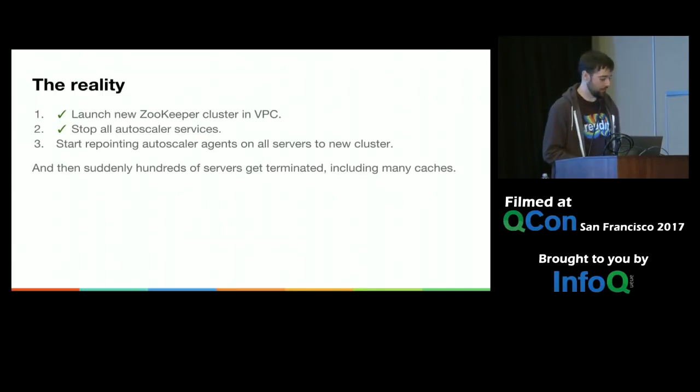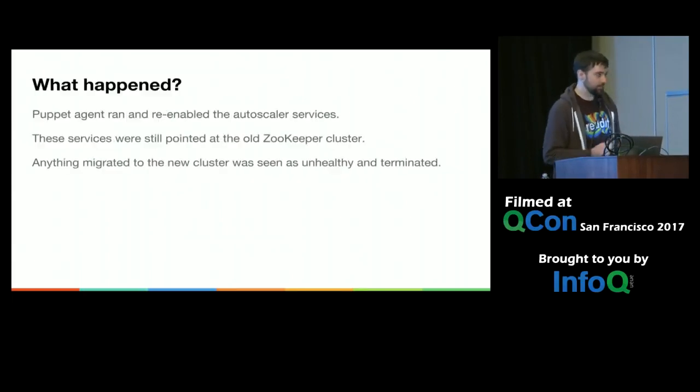face-palmed rather heavily. So what happened was Puppet was still running on the autoscaler server, and when it did its half-hourly run, it decided to restart the autoscaler daemons. And they were still pointing at the old cluster, and they saw all of the servers that had migrated to the new cluster as being unhealthy and terminated them. Very helpful. Thanks, autoscaler.